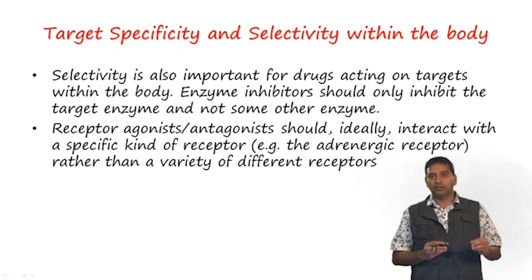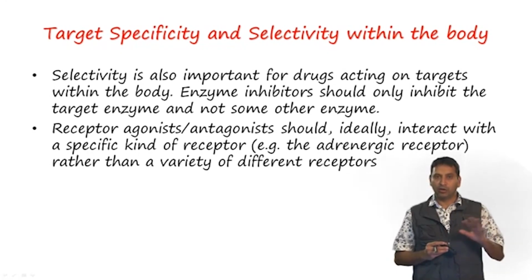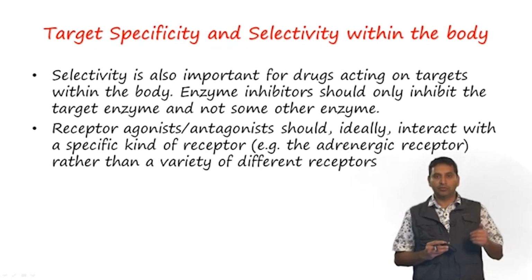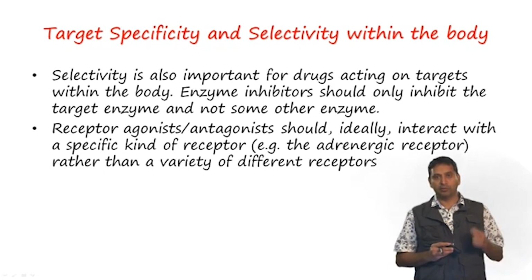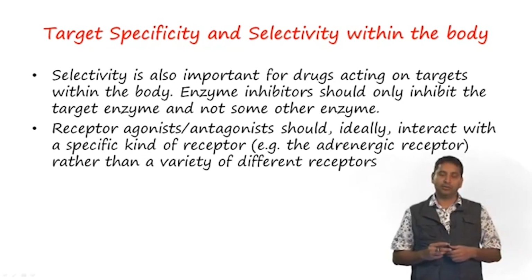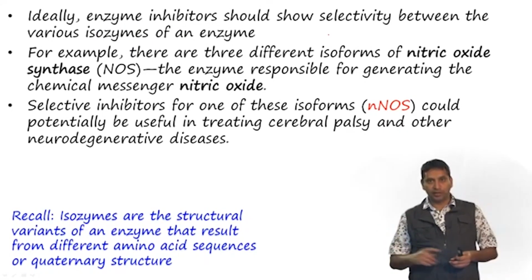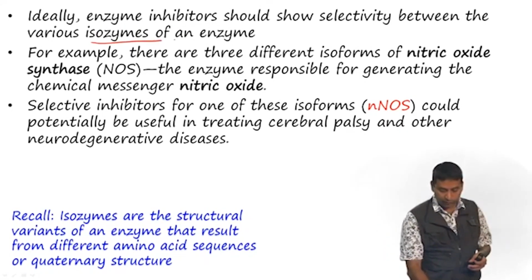So, an enzyme inhibitor should only inhibit the target enzyme and not some other enzyme. Now, receptor agonists or antagonists which we are proposing to discover or develop should ideally interact with a specific kind of receptor, for example, the adrenergic receptor, rather than a variety of different receptors. So, ideally, an enzyme inhibitor should also show selectivity between various isozymes of an enzyme.